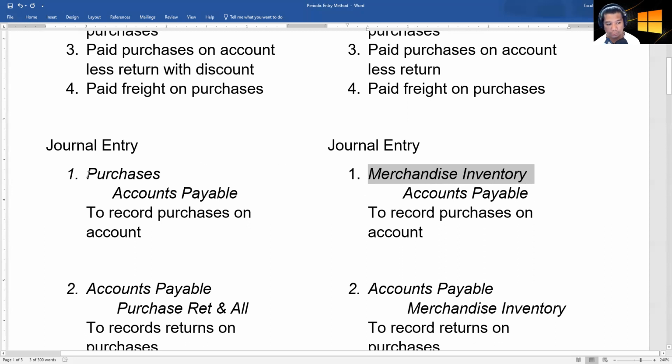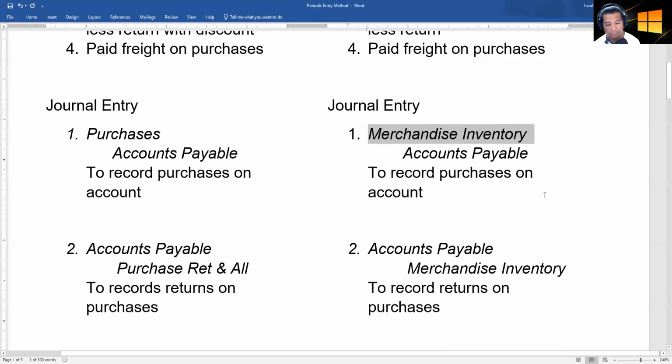Whenever you encounter purchase account, keep in mind that you need to what? You need to transfer that term. Instead of using purchase account, or purchase returns and allowances account, freight in account, you will use merchandise inventory account, to indicate na po ay kasali po yan sa purchases. Okay? So that is the difference between journalizing transaction ng ating perpetual at saka po ng ating periodic entry method.